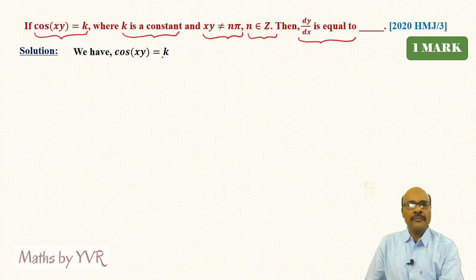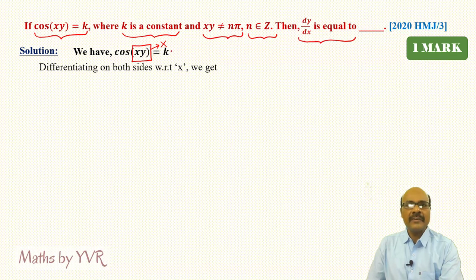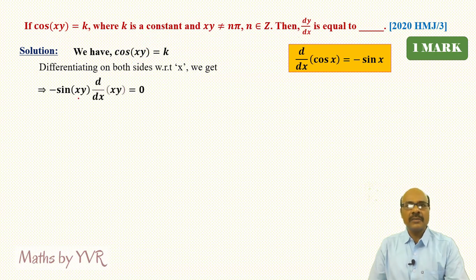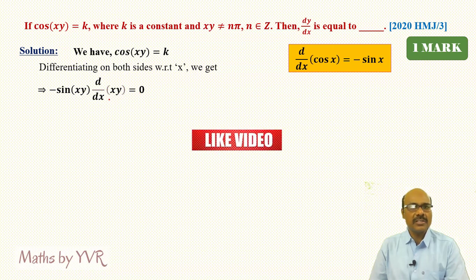So we have cos of xy is equal to k. If you observe here, on the left side we have a cos trigonometric ratio and the angle is xy. If we consider the angle xy as the variable x, then it becomes cos x. What is the derivative of cos x? The derivative of cos x is minus sin x. So if we differentiate on both sides with respect to x, the cos derivative is minus sin x into the derivative of whichever function we considered as the x variable. So see here what we will get: minus sin xy into d by dx of xy is equal to 0.